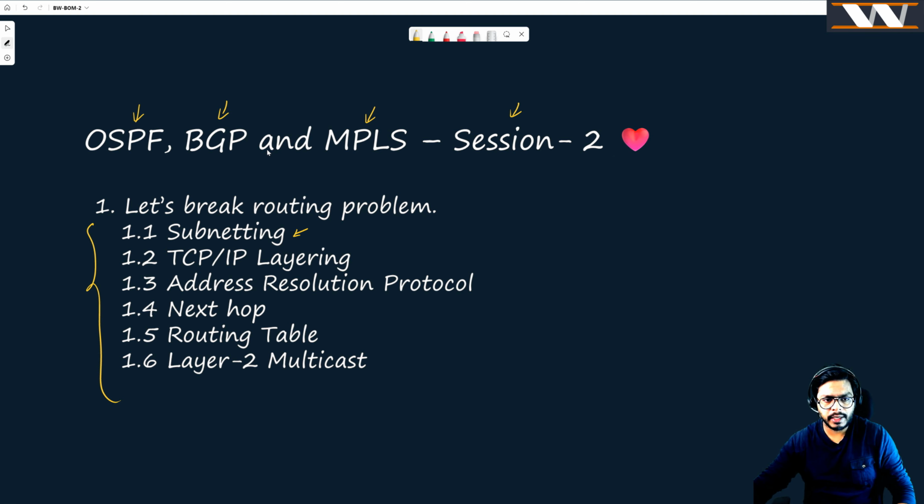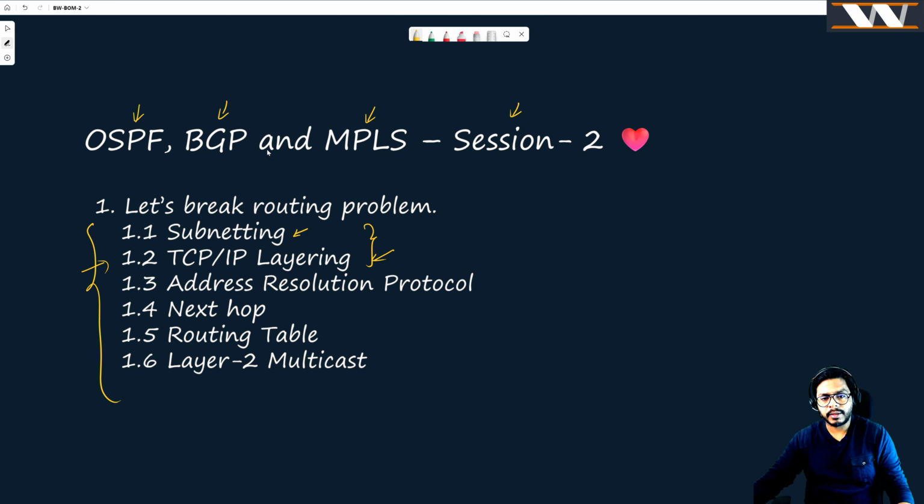So subnetting is important. I would be talking about TCP/IP layering, but the level of depth we go into shouldn't be too much. For example, I'm not going to tell you TCP/IP layering in 1.5 hours, but at least we should spend 20 minutes on that. Similarly in subnetting also. We will talk about address resolution protocol. We will talk about next hop routing table.